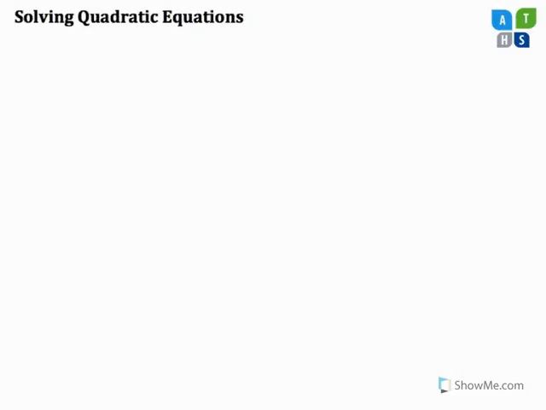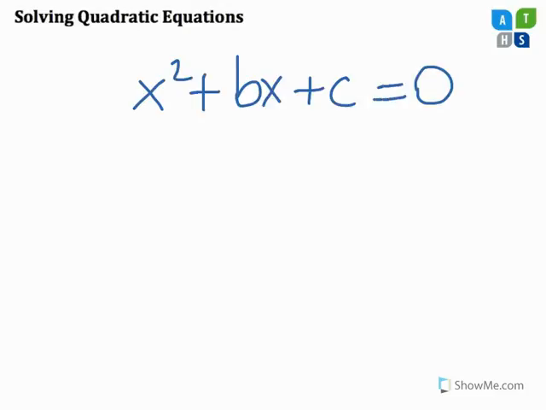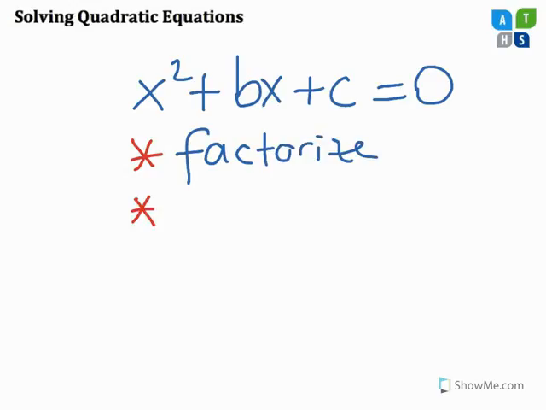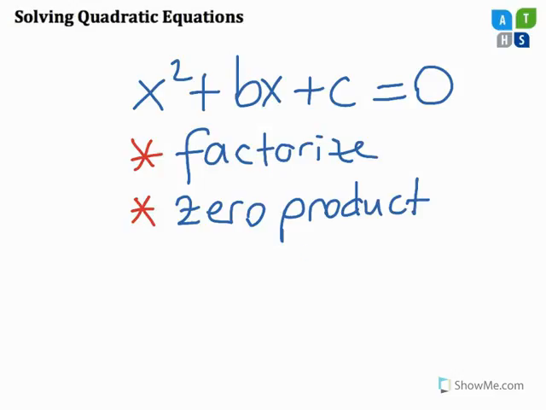Okay, now we are going to solve quadratic equations of the type x squared plus bx plus c equals 0. To solve them, first we are going to factorize these equations, and then we are going to use the zero product property. Now remember, we learned this property in chapter 8.2, which was the last chapter.